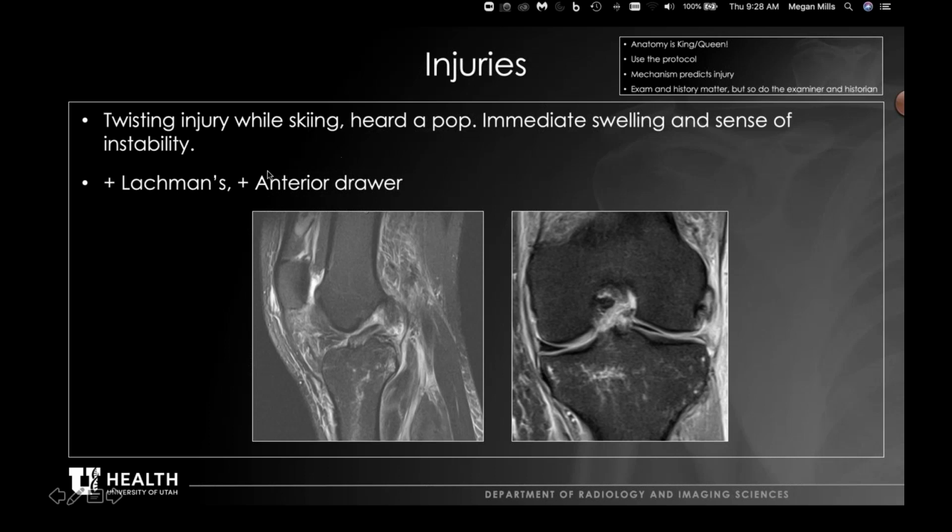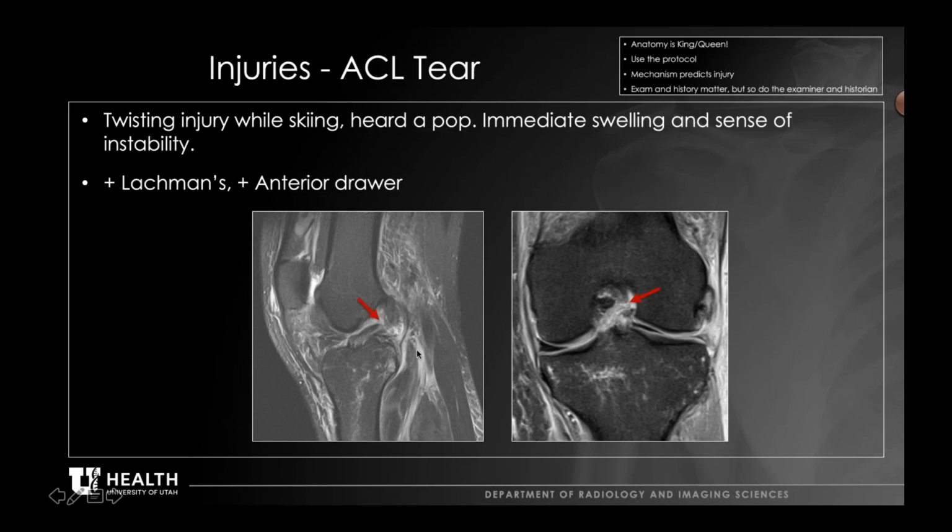If I add to that some very specific physical exam findings like an anterior drawer and a Lachman sign, you are going to be very suspicious that there's a ligamentous injury. And in this case, the injury is of the anterior cruciate ligament. There are some other injuries in this case, but that is the ligament that is really seen to best advantage.